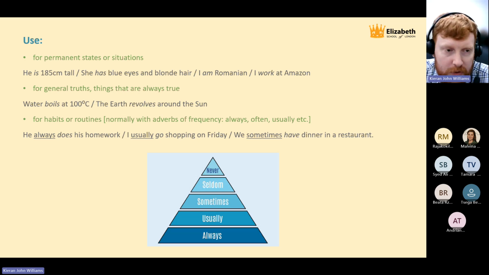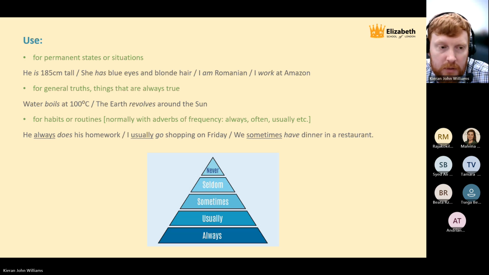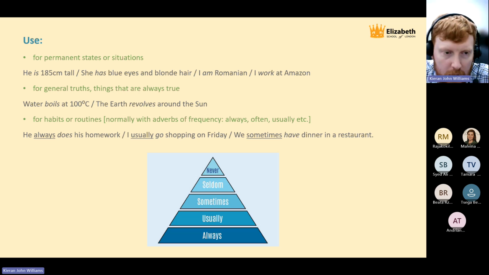We also use present simple for things that are facts or things that are generally true. So water boils at 100 degrees. That's almost always true. The earth revolves around the sun. So again, this is something that is a fact. If it is a fact like this, then it is present simple.